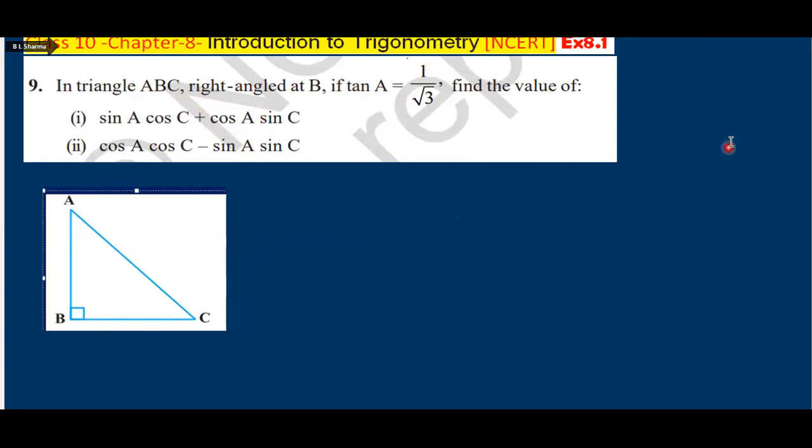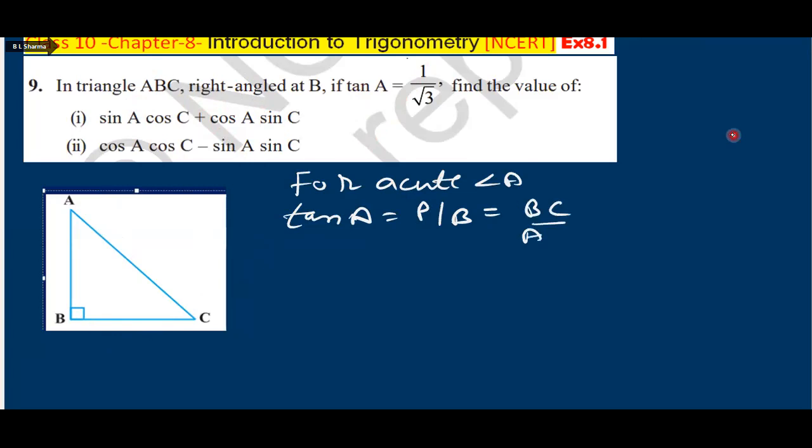Tan A means for acute angle A, we can write here for acute angle A, tan A is perpendicular upon base. Perpendicular is BC and base is AB. You know, the side just opposite to the angle under consideration, angle A is under consideration, so BC will be perpendicular for acute angle A. Acute angle A के लिए perpendicular BC होगा. Yes. So that is 1 upon root 3.